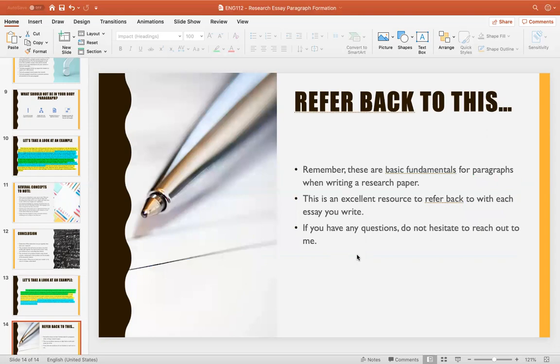Please refer back to this lecture. Remember, there are basic fundamentals for paragraphs when writing a paper. Don't forget your basic fundamentals. This is an excellent resource to refer back to with each essay you write.